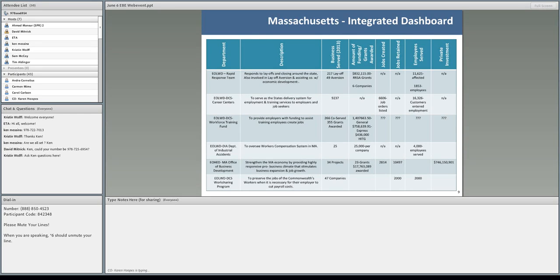So it captures a lot of different criteria in this particular dashboard, but the advantage of having a dashboard like this is across the board you can see all of the good things that are happening throughout the state of Massachusetts. Now, what I will tell you is, as far as getting this information, it's a lot easier to talk about it than to actually get it.